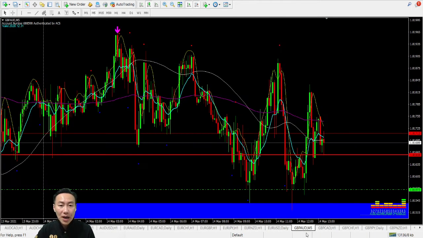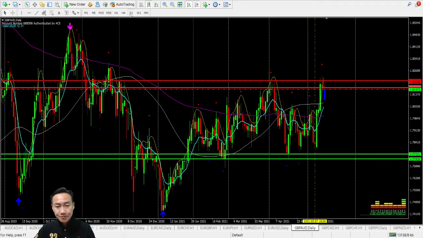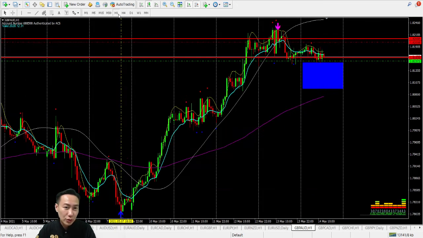Okay, pound Aussie, let's take a look. We are entering into the bear zone and coming for a short very soon, but I won't trade today because, first thing first, pound is a bit volatile. For the first half it's volatile, but it's not moving anywhere. It's still sideways, I would say.